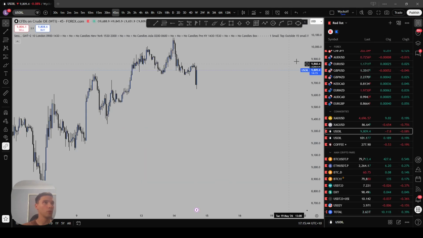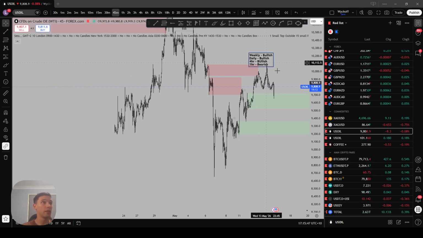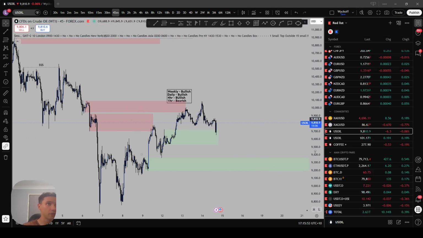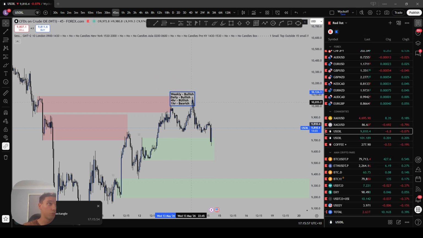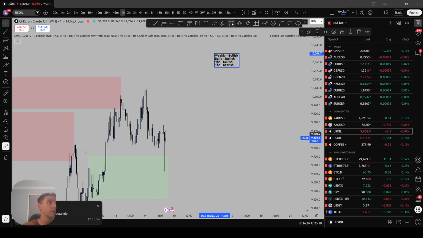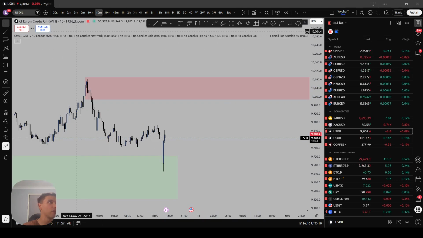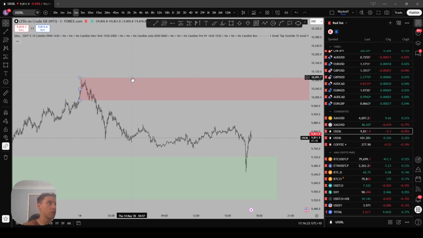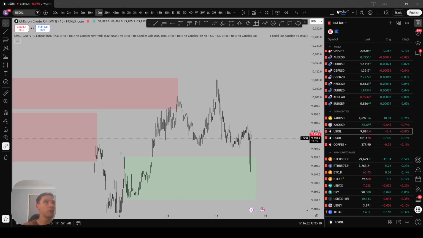Awesome. Oil. We have hit demand, which is good. So now it will be a question of how well we respect this demand, or how well we push through it and continue going lower. Time will tell. Our alerts are set. I just want to see if this supply is valid. I have a feeling it would have been mitigated on the lower time frame. Yes, it has. That is not valid supply whatsoever. That's all been mitigated on a lower time frame. Sweet.